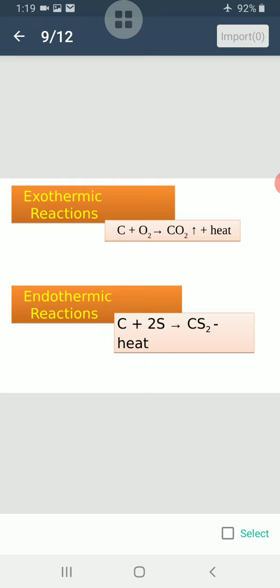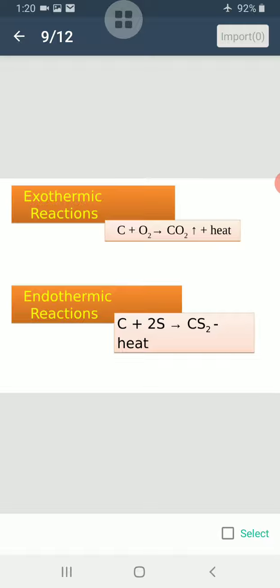First is exothermic reaction. As its name defines, the reactions accompanied with the release of heat. When the heat is released in the reaction, that are known as the exothermic reactions. And we will show the heat with the plus heat sign on the right hand side of the equation. For example, here I take the example of carbon plus oxygen. That will give us the exothermic reaction and produce the carbon dioxide plus heat.